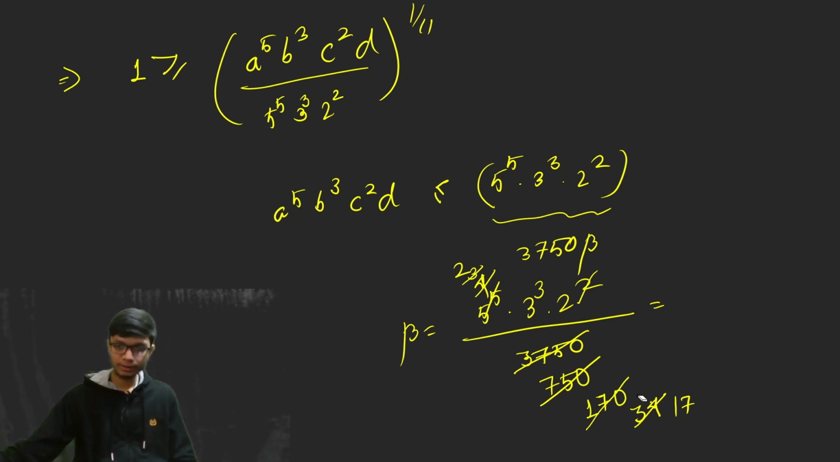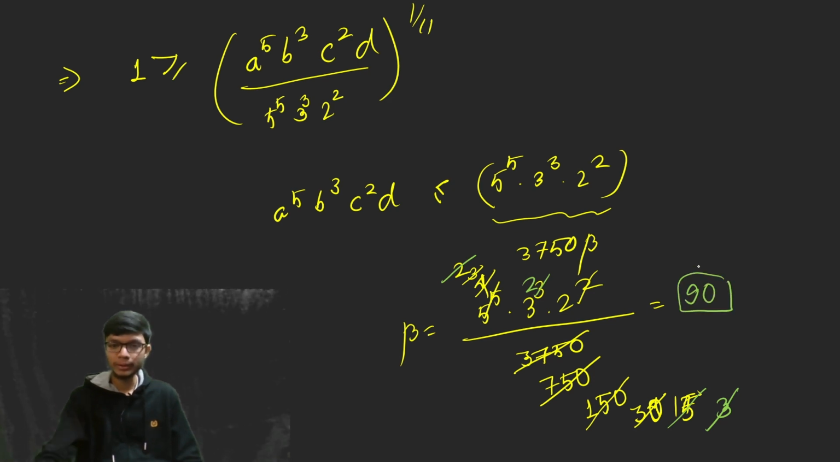There is a mistake, so this is not equal to 70. If you divide by 5, this is basically 150, and then again divide by 5, this result will be equal to 30. Then again divide by 5, or divide by 2, this is 15. The 2 gets cancelled, and similarly divide by 5 again, this result will be equal to 3, and 3 cancelled gives 2. If you solve this, the result is 9 into 5 into 2, that is 90. So the value of beta will be equal to 90.